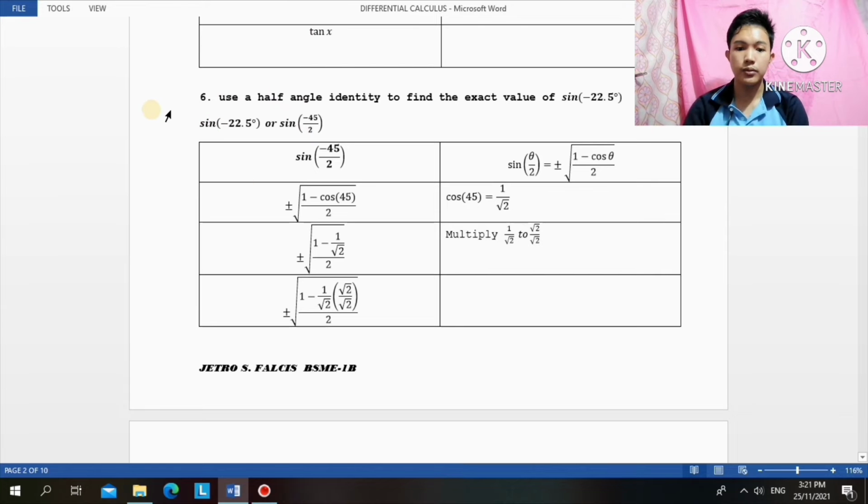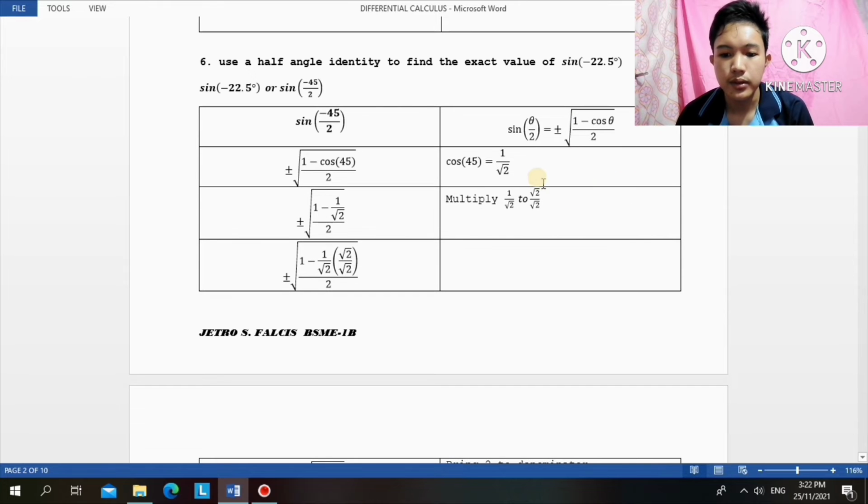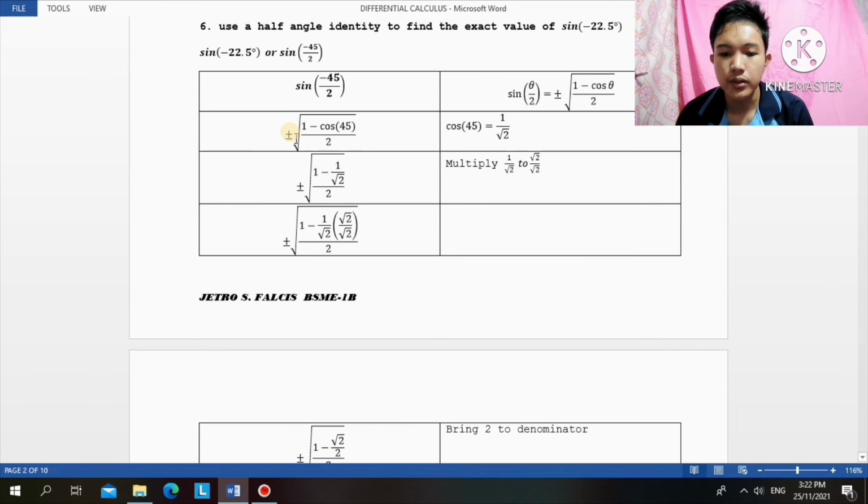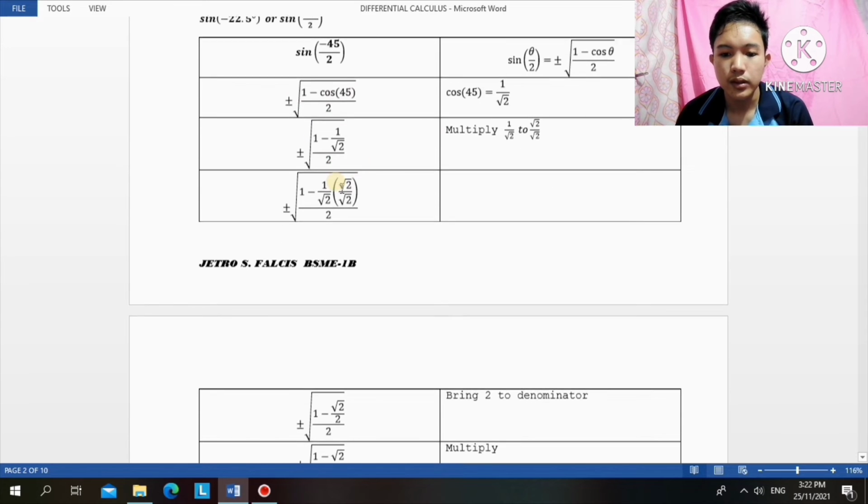Problem number 6. Use a half-angle identity to find the exact value of sine negative 22.5 degrees. Sine of negative 22.5 degrees is equal to sine of negative 45 over 2. The formula for the half-angle identity is sine theta over 2 is equal to plus or minus the square root of 1 minus cosine theta over 2. Substitute the value. Our equation will be plus or minus the square root of 1 minus cosine 45 over 2.